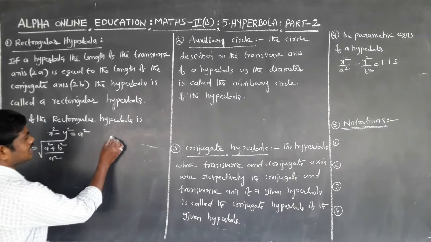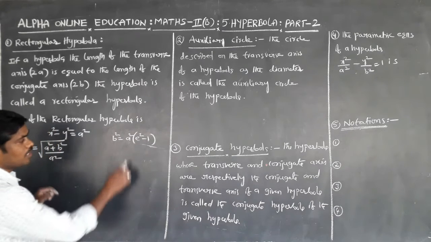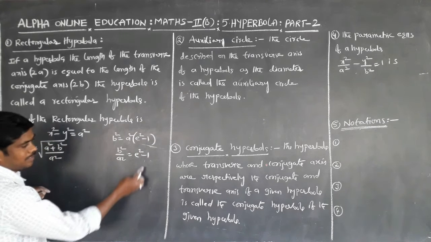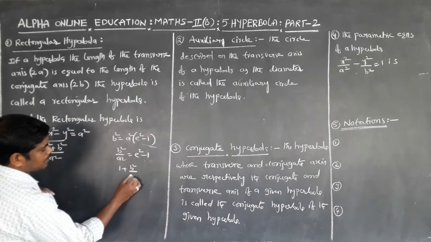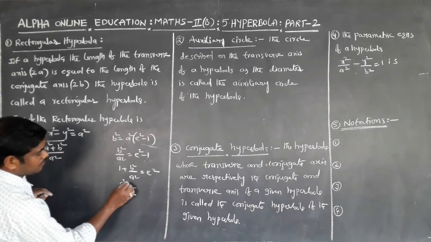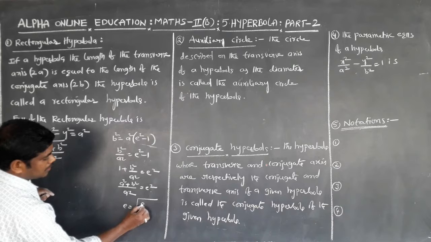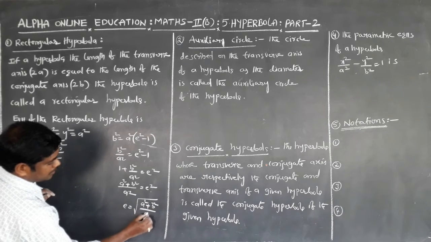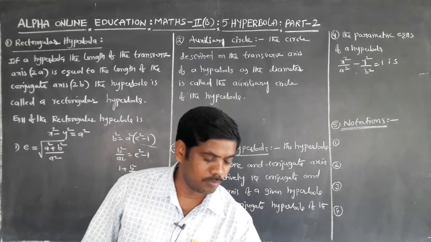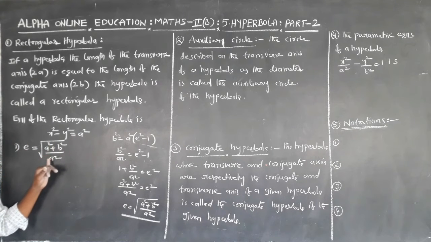Yesterday we already discussed here b square is equal to a square into e square minus 1. Taking a square to the left side, b square by a square equal to e square minus 1. Taking minus 1 to the left side, 1 plus b square by a square equal to e square. Here taking LCM, a square plus b square by a square equal to e square. So e is equal to under root of a square plus b square by a square. This is the eccentricity of the hyperbola.